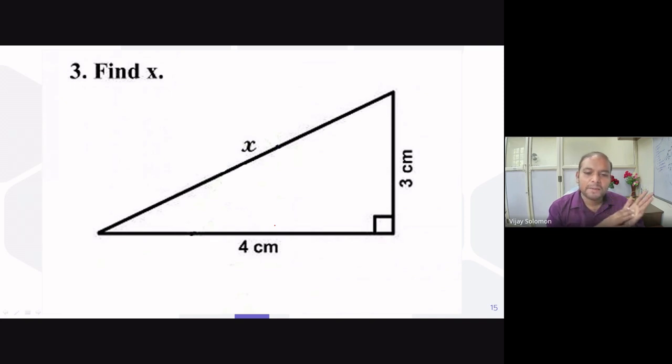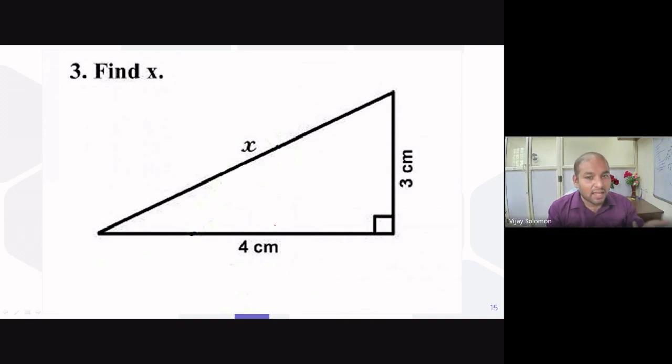Find x. What is the answer? Any guess? You have studied about this particular theorem, right? So you will be squaring it, 4 squared plus 3 squared, and then probably it is equal to 5 squared. So x equals 5.